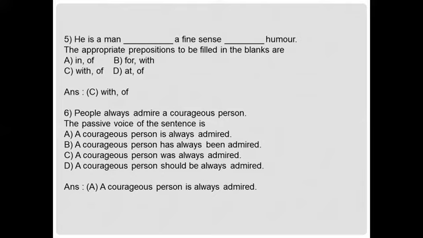Next. People always admire a courageous person. The passive voice of the sentence is A. A courageous person is always admired. B. A courageous person has always been admired. C. A courageous person was always admired. Or D. A courageous person should be always admired. And the answer is option A. A courageous person is always admired.